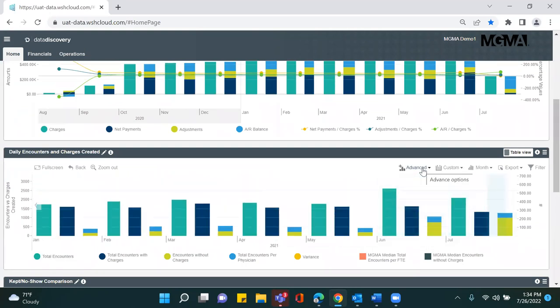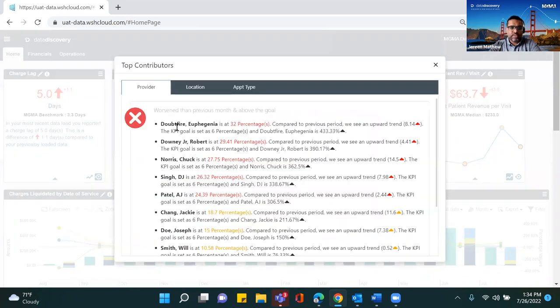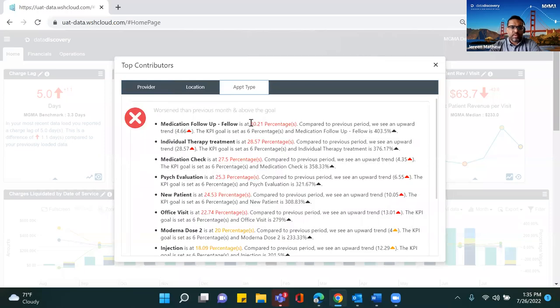Hi. With the no-show metric, if you click on that, will it drill down and show you by whom, for which provider? Yeah, same thing. Whenever you see this symbol here, it gets down to the details. So it breaks it down as the top contributors, who are the providers whose no-show is high. And in the case of no-show, it also tells you what kind of appointments are mostly having no-shows.